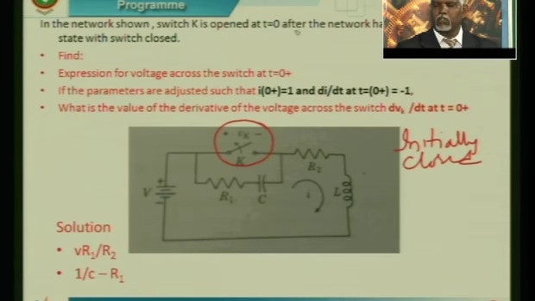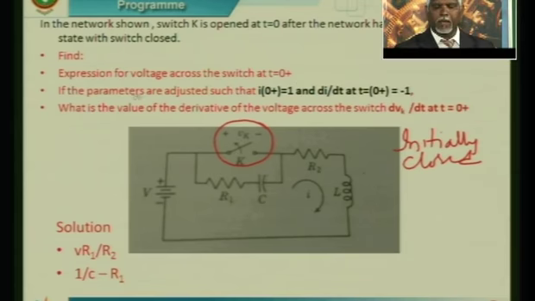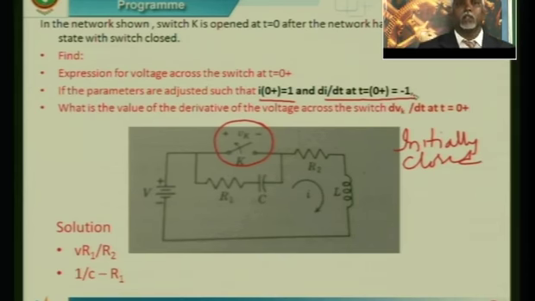Switch K is opened at t equal to 0 after the network has attained a steady state with the switch closed. Initially it has been closed, it has attained steady state, and now you are asked to calculate the expression for the voltage across the switch at t equal to 0 plus. If the parameters are adjusted, there is a slight difference. He has given the numerical values for I at 0 plus and di by dt at t equal to 0 plus as minus 1. If we just directly substitute these values, you will get an expression.